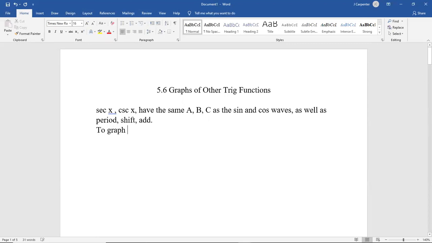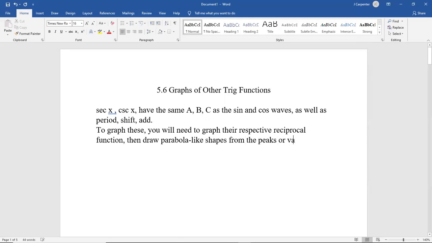To graph these secant and cosecant, you will need to graph their respective reciprocal functions and draw parabola-like shapes from the peaks or valleys. I'm going to explain why after the instructions.